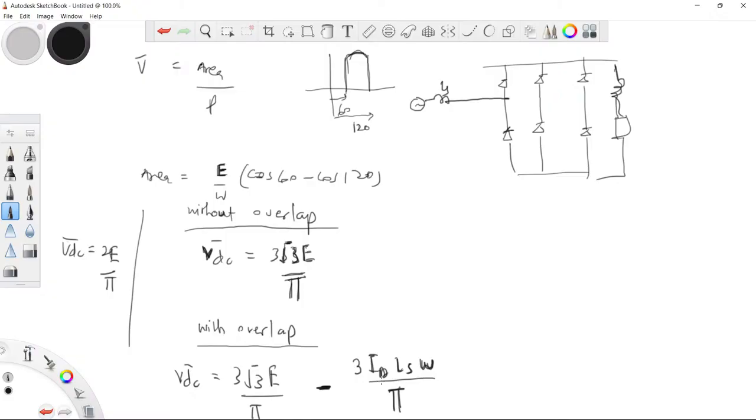Because there is not much time, we need to get to solving the questions. As we are solving the questions, I'll make sure I explain them very well so that we know how they come about. So if there's overlap, this is what the output voltage becomes.